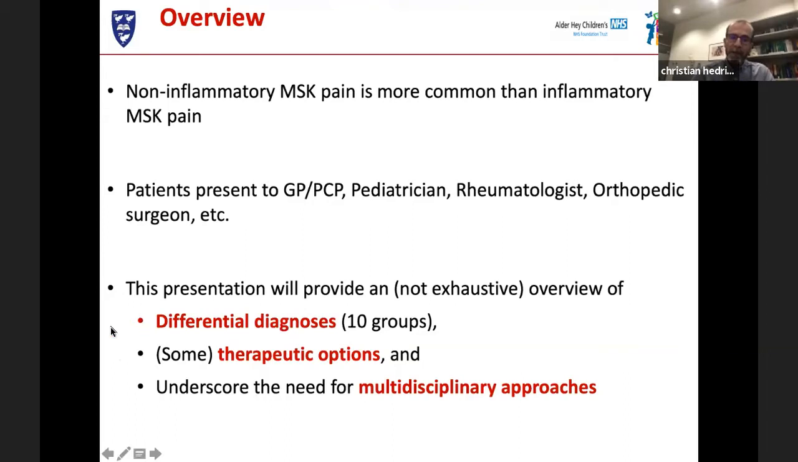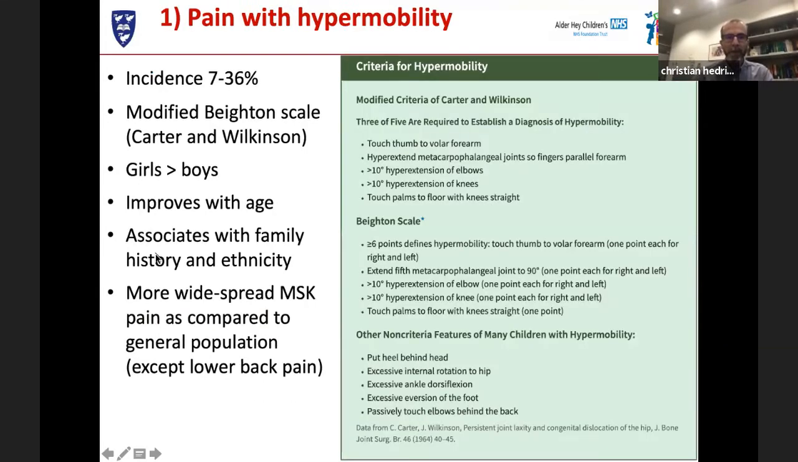So this presentation, after some thought, will provide a certainly not exhaustive overview of differential diagnosis, which we need to consider in our pediatric rheumatology practice. I did try to group those differential diagnoses in 10 groups, which I will go through step by step. And I will offer some, but certainly not all, therapeutic options that may be available for them. And I think this presentation underscores the need for a multidisciplinary approach, not only in diagnosis, but also in the treatment and care of our patients.